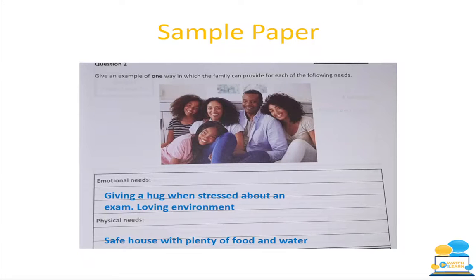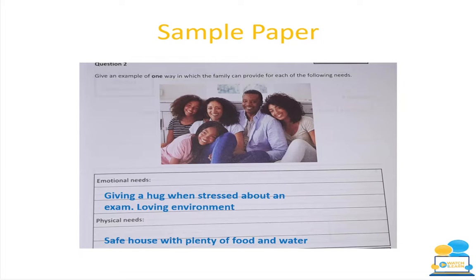Another sample paper we have here. So this is a short question, as it says question 2. Give an example of one way in which the family can provide for each of the following needs. Okay, so this is the needs of the family. Emotional needs. So the answer here, which I have given, is, for example, being able to give a hug when your child is stressed about an exam. So you're providing a loving environment, a caring environment, okay?